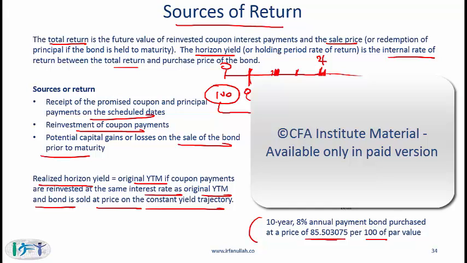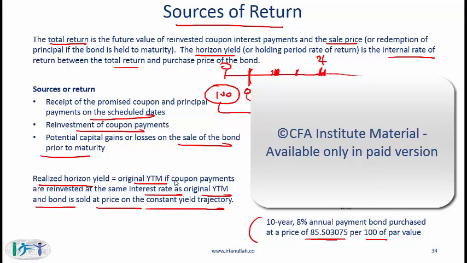And we are saying that if the yields remain constant, and even though you bought the bond for 85 and then say you sell the bond for 86 over here, we do not call that a capital gain. We only have a capital gain if interest rates go down and you sell for something higher than this constant yield trajectory. That's one point.